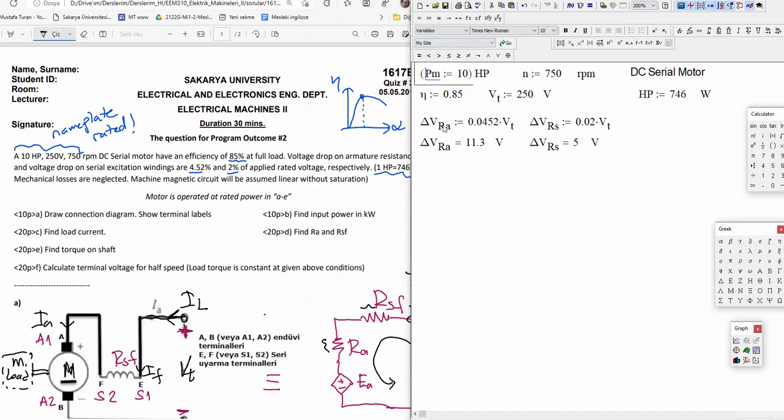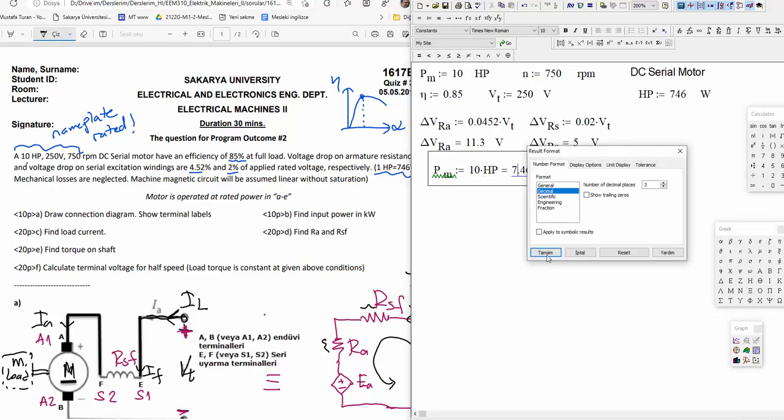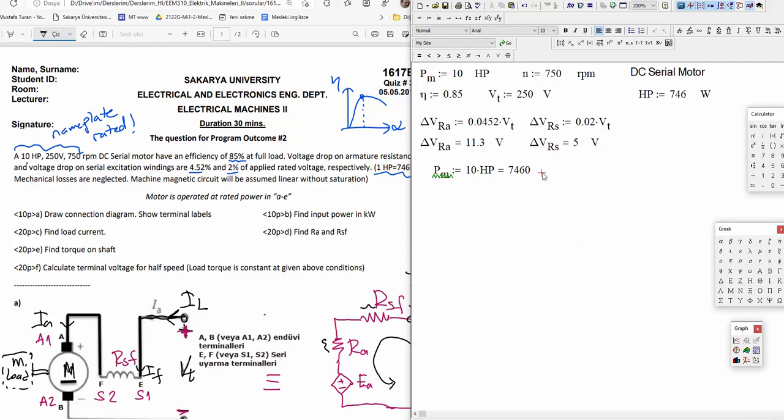Mechanical output power is given on the nameplate as 10 HP. Output power will always be given. 1 HP is 746 watts. So mechanical output power is equal to 10 times the equivalent of 1 HP. So that is the mechanical output power in terms of watts.